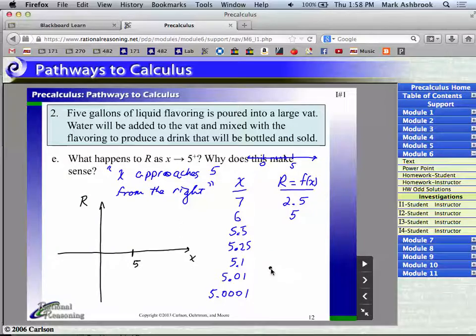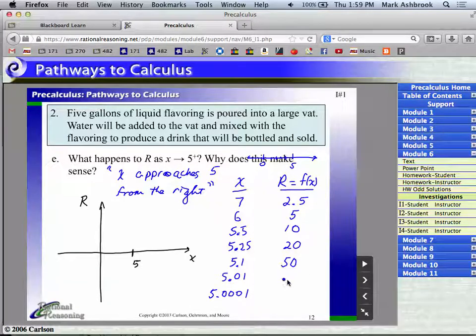Okay, so who did 5.5? When the total mixture is 5.5, what was the ratio? Some people are hearing 10. Is that right? All right, how about 5.25? Nice and loud. 20. Okay, how about 5.1? All right, let's stop right there. So 50. Let's do one more.